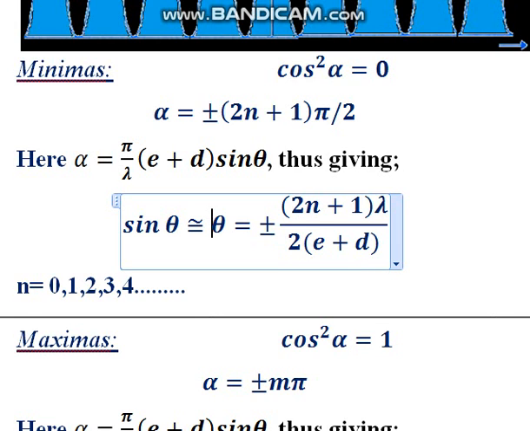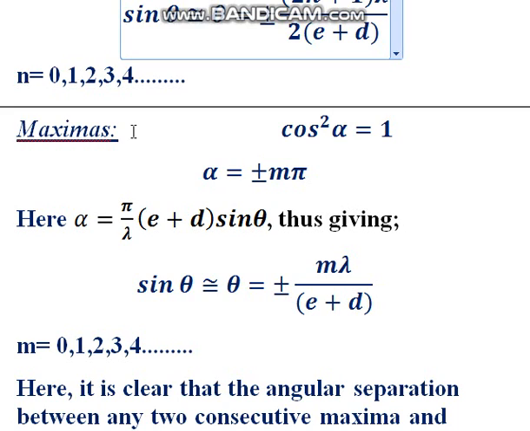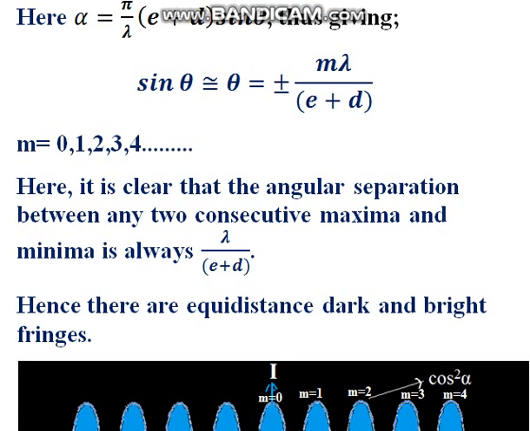Now let's see the maximum points. For the maximum intensity, cos square alpha must be equal to 1. That is why alpha is equal to plus minus m pi. Here m is also an integer value, plus minus 1, plus minus 2 like that, and after putting the value, sine theta is equal to plus minus m lambda upon 2d. So here it is clear that the angular separation between any two consecutive maxima or minima is always lambda upon 2d. So you can find out the angular separation.